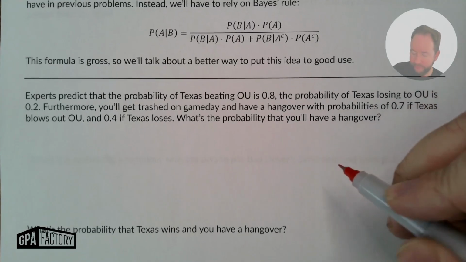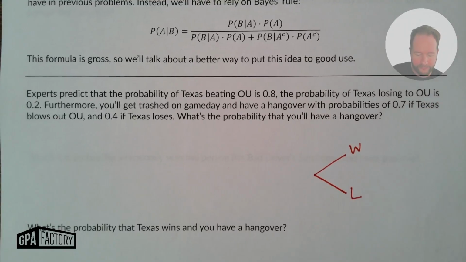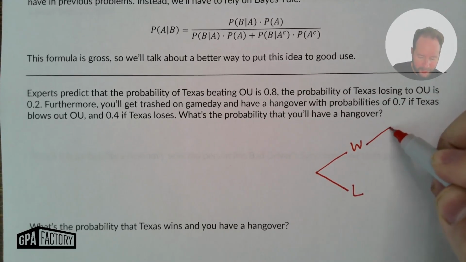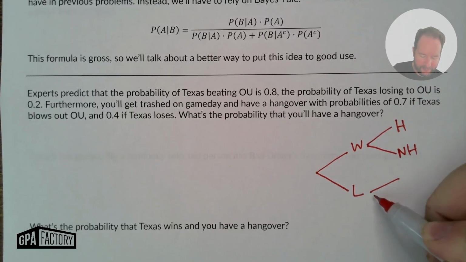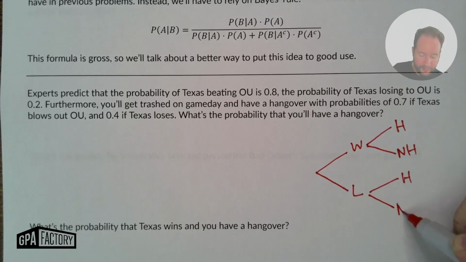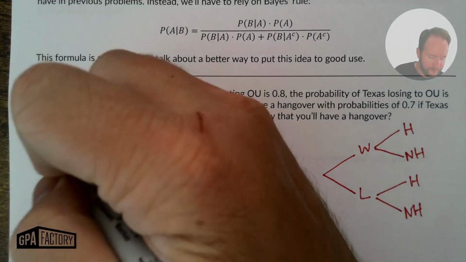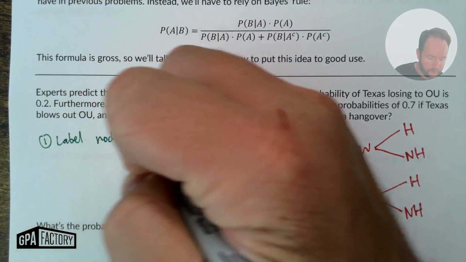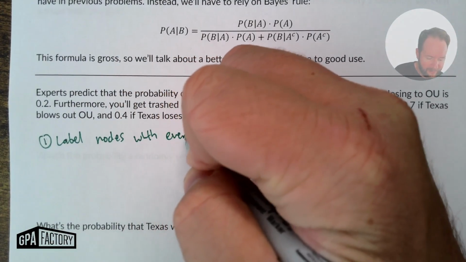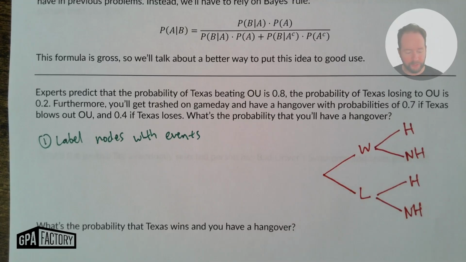So watch carefully. I'm going to draw a tree where I put win and loss as the first nodes, and then hangover and no hangover as the next nodes. This is the first step for any Bayes' rule problem: make the tree, labeling your nodes with events. So, step 1, label nodes with events. You don't need to label the very top of the tree. We'll leave this as is, but you're going to label your nodes with events.